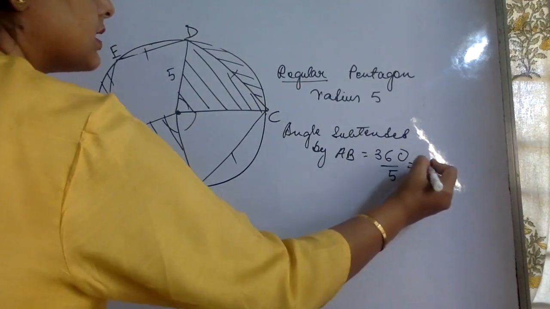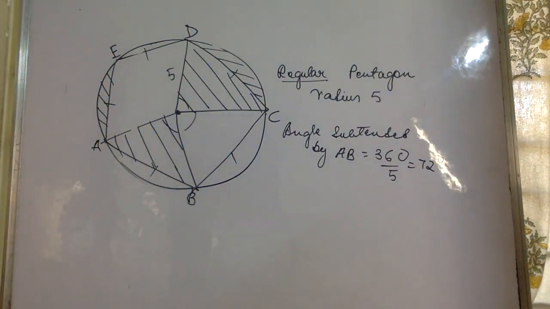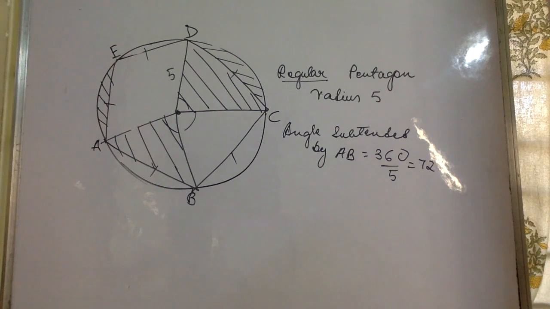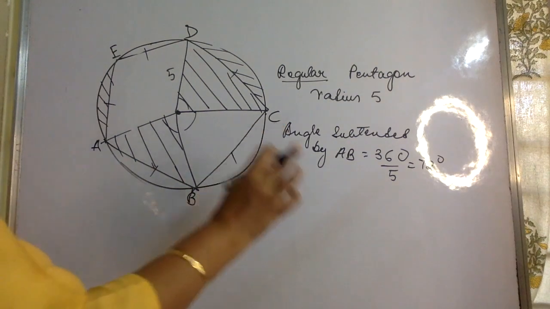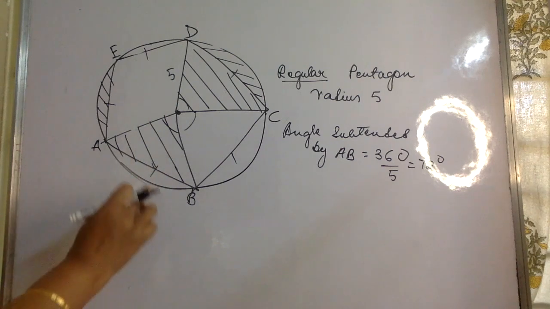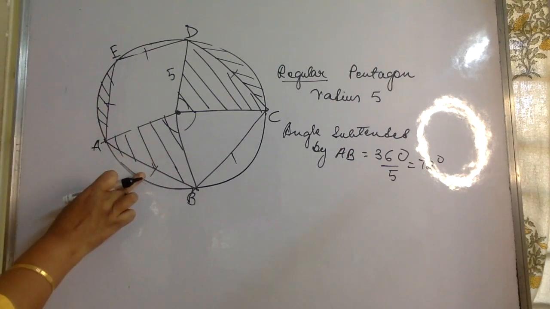Okay, if we divide this by 5, we get 72 degrees. So we get a 72 degree angle subtended by the chords. In that case, if this angle is 72 degrees, now let us find this one. We can just join here.